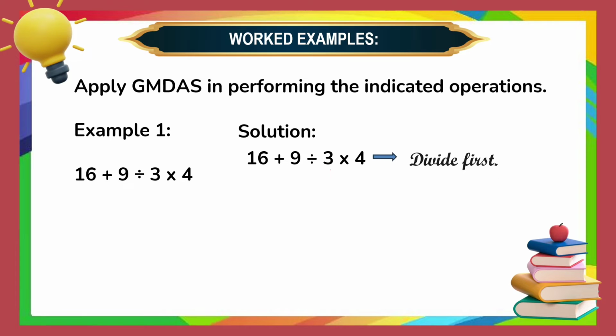Okay, so 9 divided by 3, the answer is 3. Then bring down the rest of the digits. 16 plus 3 times 4. So in this case, we still have multiplication. So do the multiplication first.